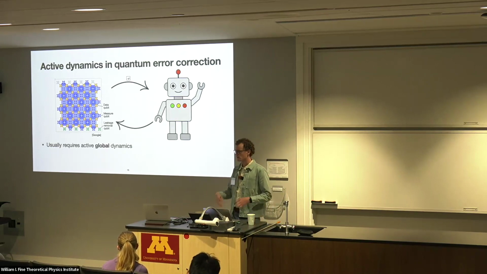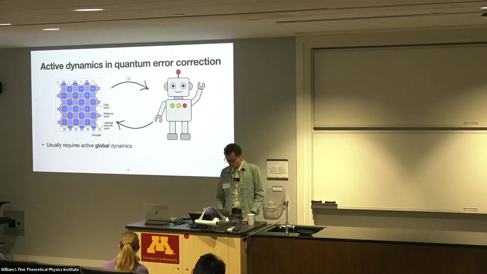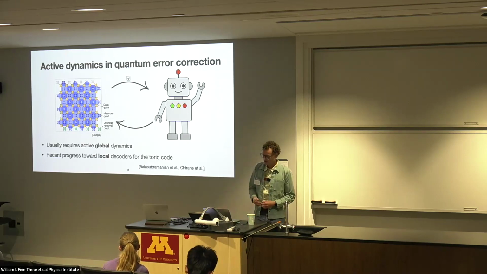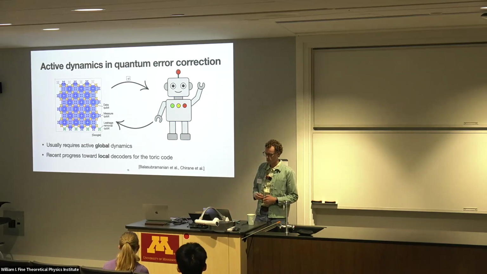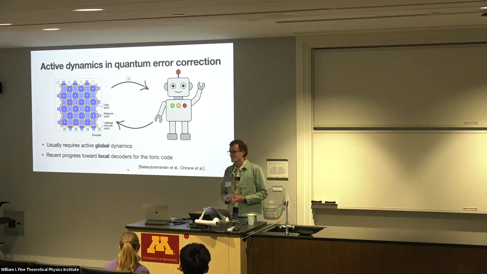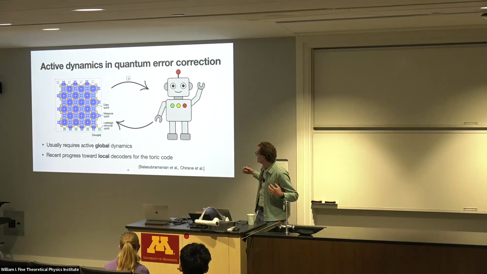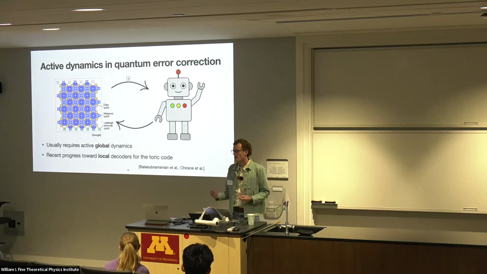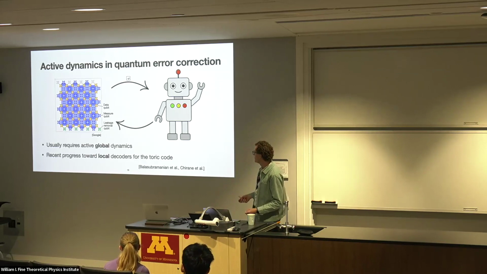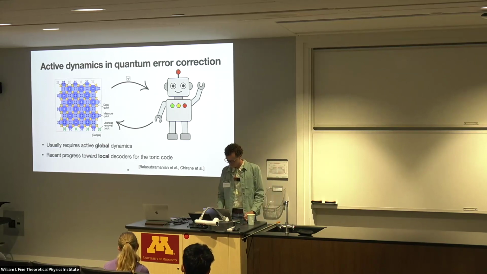So this is a very global picture. You have to look at everything all at the same time. But there is recent progress towards local decoders, including some work from Fiona. So I'd like to think of this as motivating this talk: why do we care about local decoders? Why are they better than the global decoders?